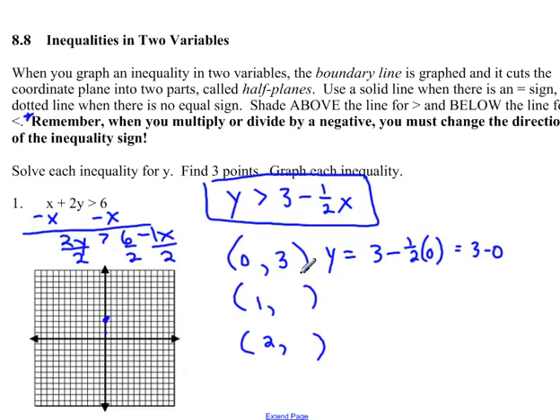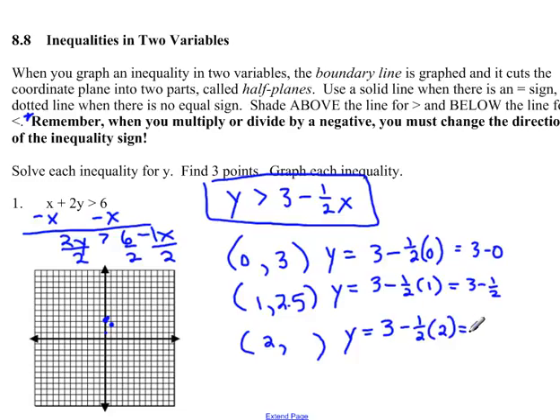Right about there. Find our next point. 3 minus 1/2 times 1 gives me 3 minus 1/2, which is 2.5. So start at the origin, 1 to the right, up 2.5. It's about right there. And now plug in 2. Y equals 3 minus 1/2 times 2 is 3 minus 1, or 2. Start at the origin, to the right 2, and up 2. Okay, so that's all the same as before.